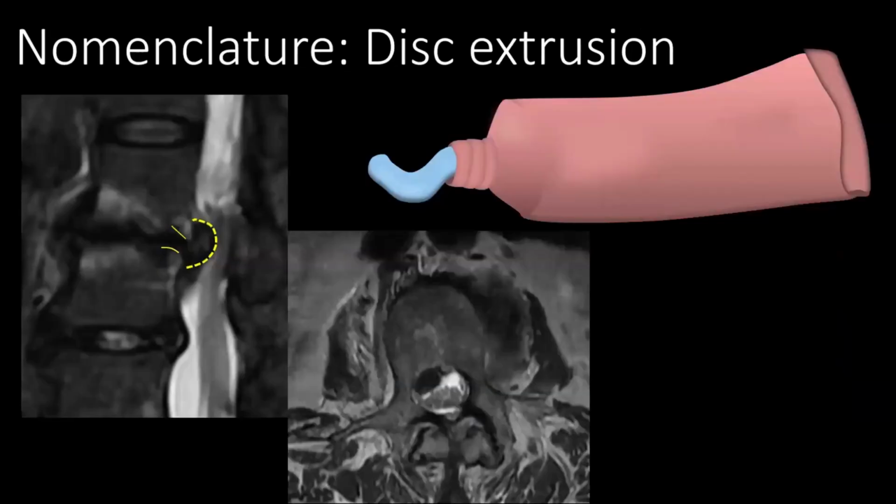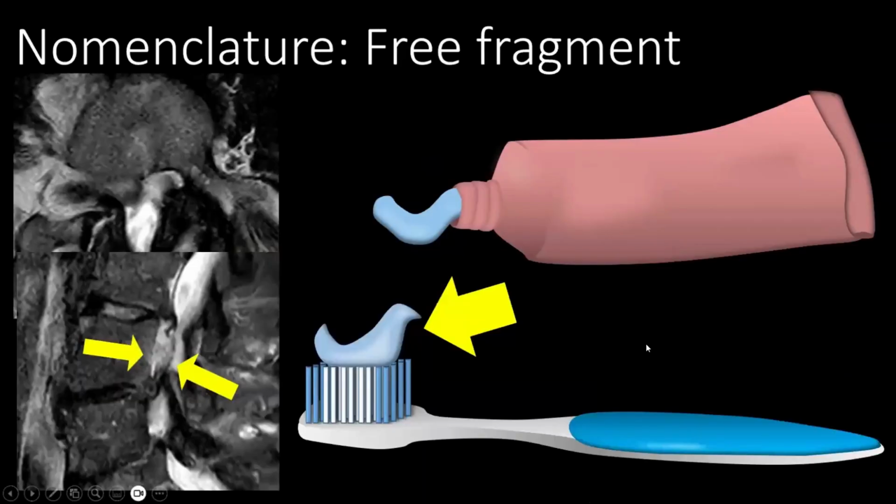Next is extrusion. Now, an extrusion is when the herniated disc becomes like toothpaste. Because it's squishy, like toothpaste, the extrusion can move up and down in any direction from the parent disc. And it can have a smaller base than the dome because it can squish through tiny little holes, just like toothpaste. And finally is the free fragment. This is when an extrusion breaks off, kind of like when you break off the toothpaste onto your toothbrush.